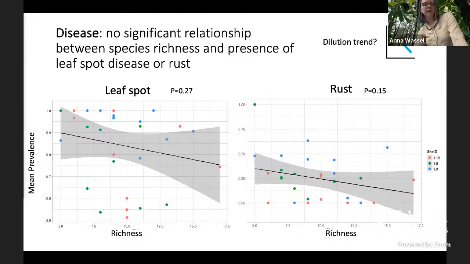So these are not significant. P-values are up here, but we do have a negative trend towards dilution, which will, yeah. So not sure yet what that means, since these are not significant results.